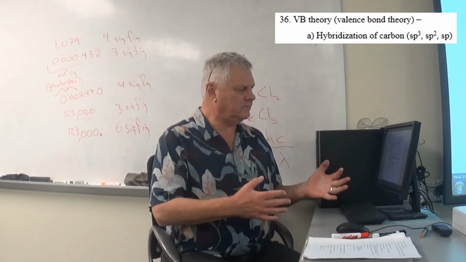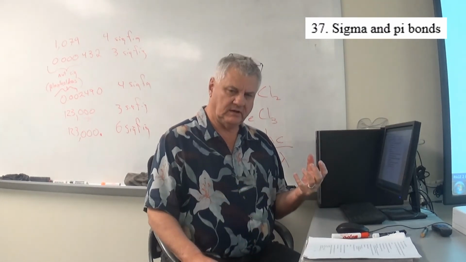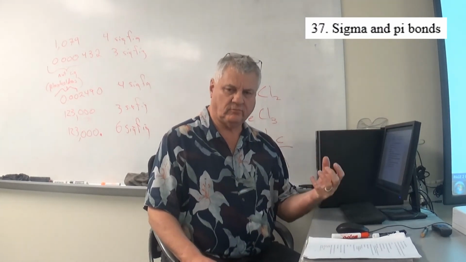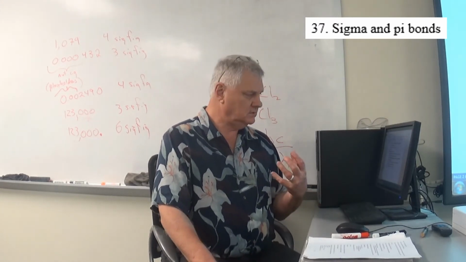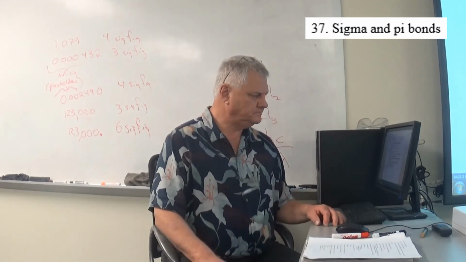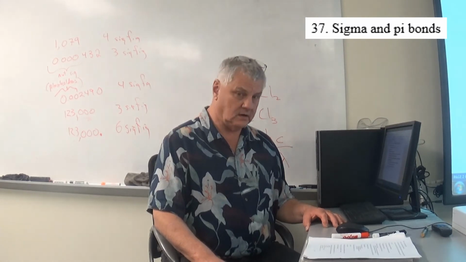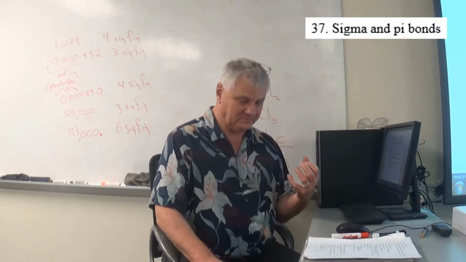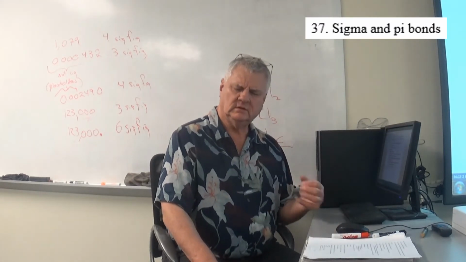And based on these hybridizations, an sp3 carbon is going to have 4 sigma bonds. An sp2 carbon is going to have 3 sigma bonds and a pi bond. And then an sp hybridized carbon is going to have 2 sigma bonds and 2 pi bonds.